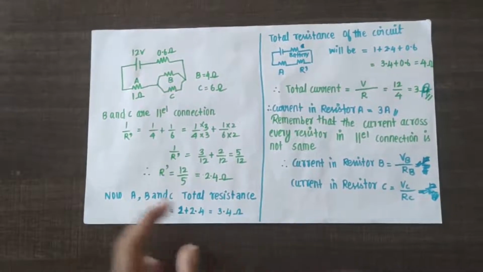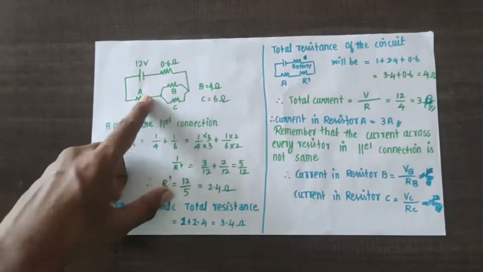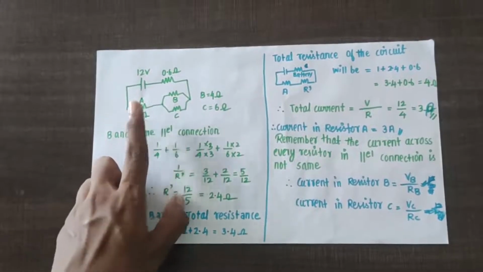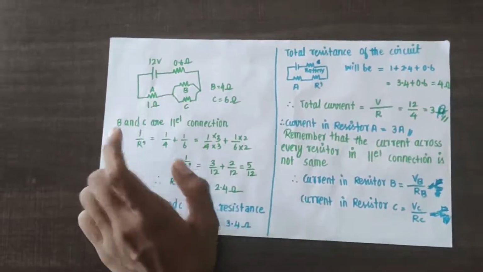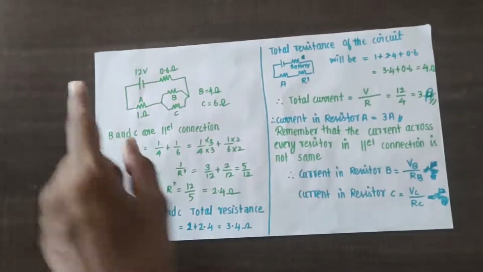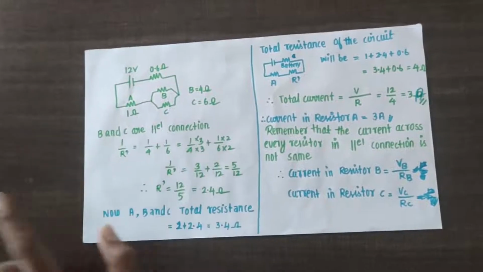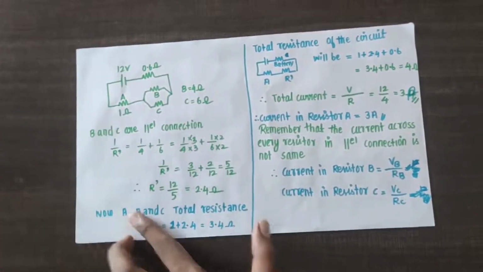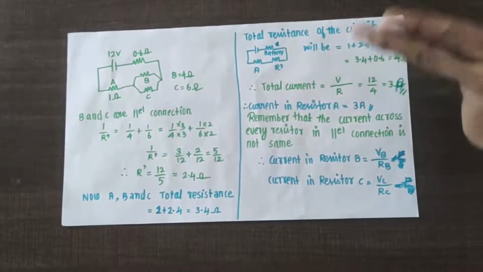Now what you do is see which are in series, and for those you can directly put the same value. Resistor A is in series with the battery, so it will have the same current as that of the circuit. So here you put 3. The current in resistor A is 3. But you have to remember this important condition: if you stop here, they will give you only 1.5 marks.